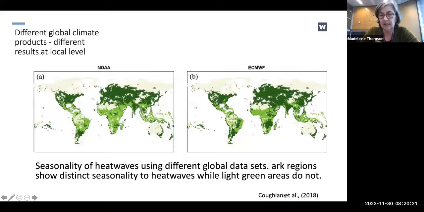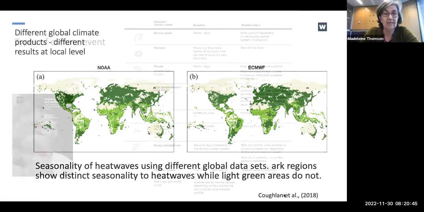And as a result, different global products from different providers can produce quite significantly different results. This is just a map of the seasonality of heat waves using different global data sets. And it shows you that generally they agree, but they also have significant areas of error or disagreement if you start looking in local areas.